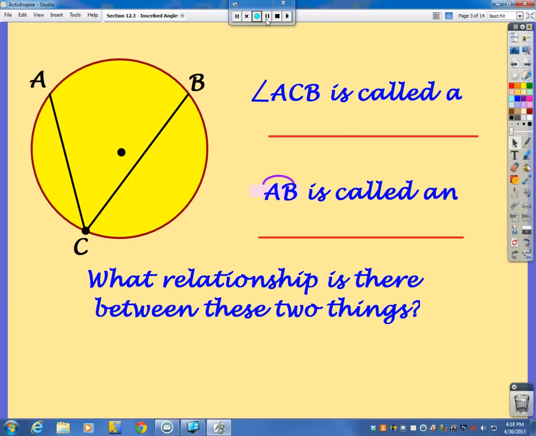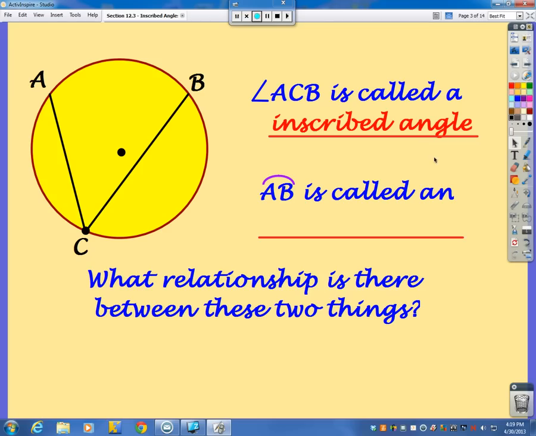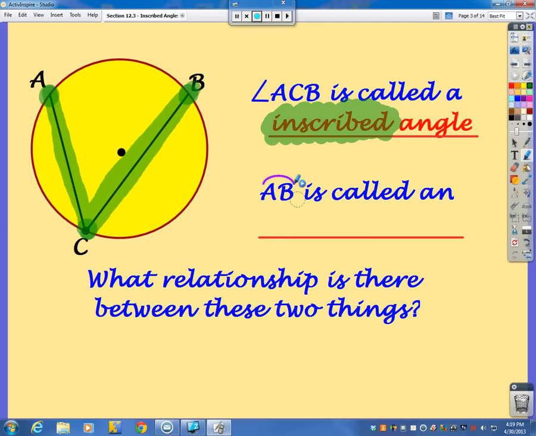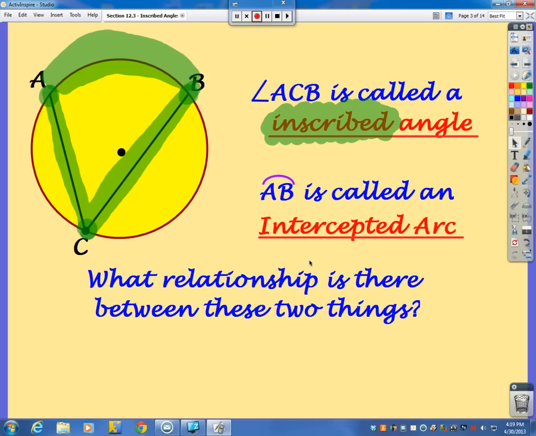Next up, though, is what if the vertex is not on the center, but what if the vertex is on the circle? Then we're going to call this not a central angle, but an inscribed angle. And we have used this term inscribed before to talk about something being completely drawn inside of something. So we have an angle where all 3 points of this angle, A, B, and C here, are all on the circle. So this will be called an inscribed angle. Now this arc technically is called more than just an arc, but I will always refer to it just as an arc. But just in case you see this, technically it is called an intercepted arc.